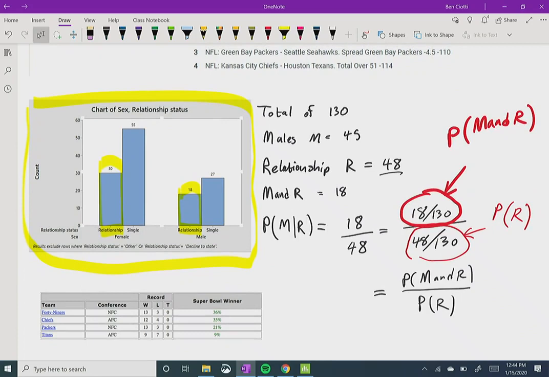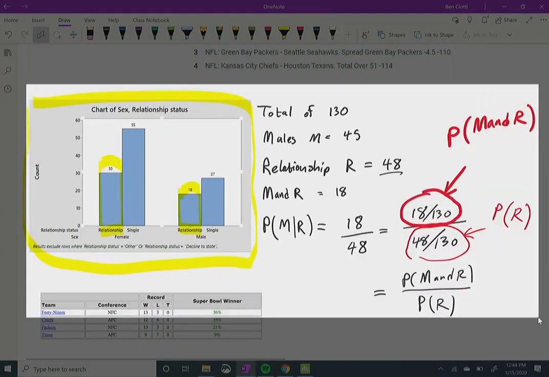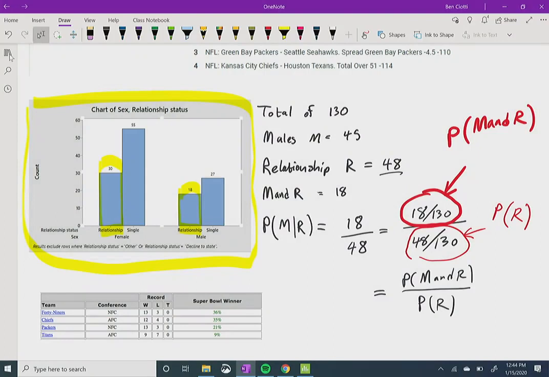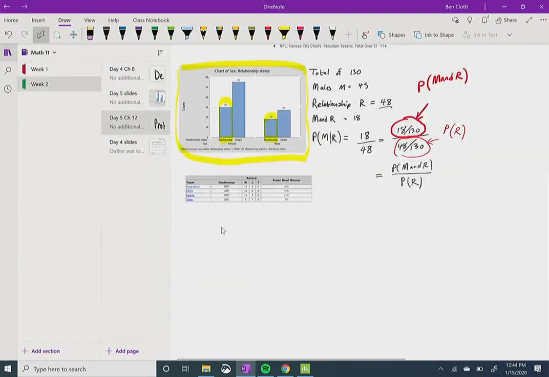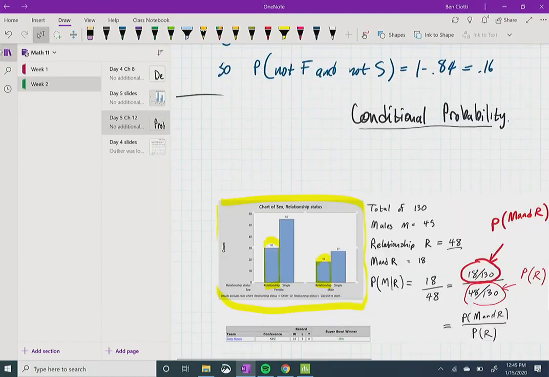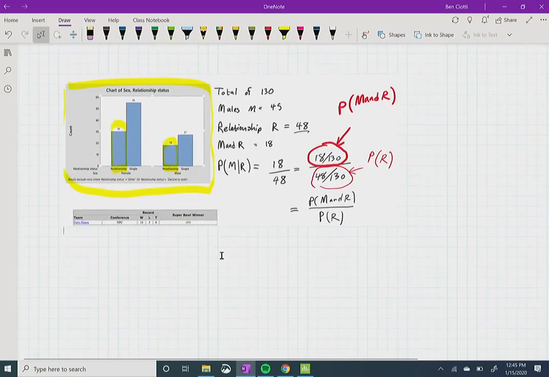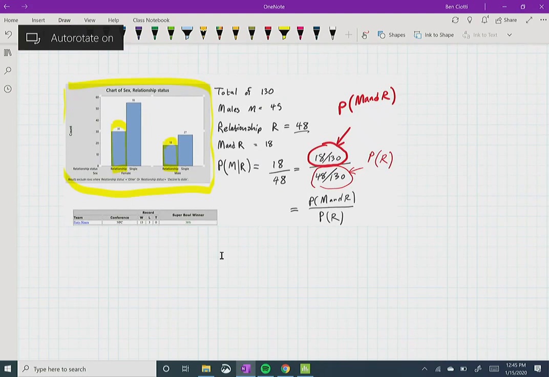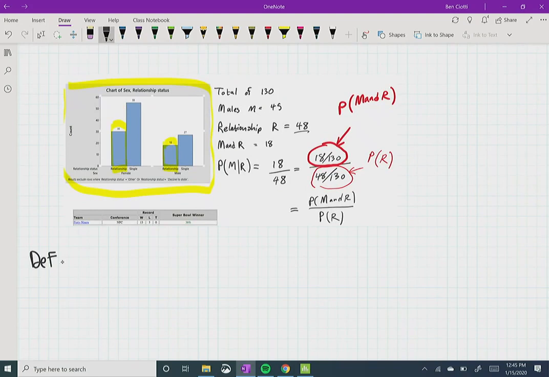Here, I'm going to make this easy on you. All right, I'm going to switch screens, but I'm going to paste it on the other screen. So this is what leads us to the conditional probability formula. Here's the definition.